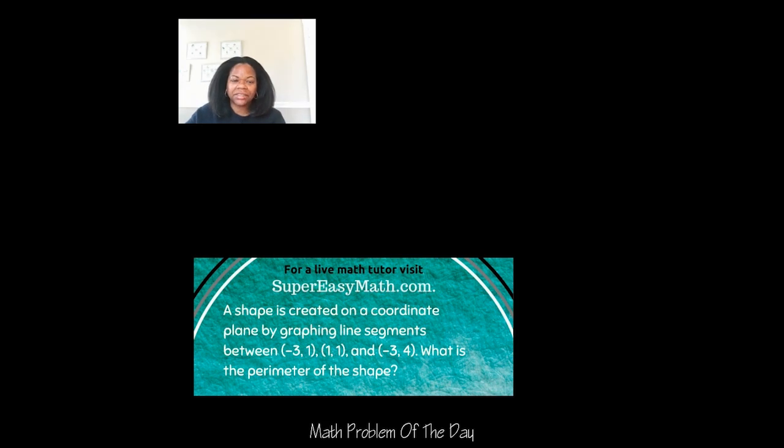Today's math problem of the day says a shape is created on a coordinate plane by graphing line segments between (-3, 1), (1, 1), and (-3, 4). What is the perimeter of the shape?